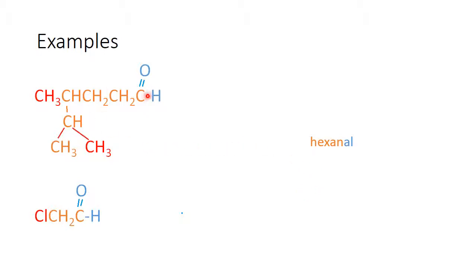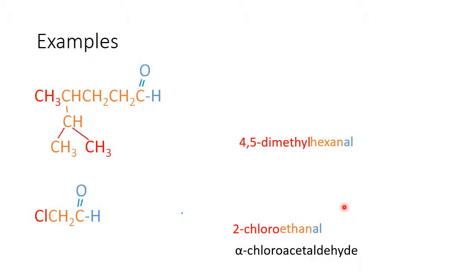Now we have 2 substituents on there. There are 2 methyl groups. We locate them by realizing that the aldehyde sets the numbering system. So the methyls are on the 4 and the 5 carbon, so we end up getting 4,5-dimethyl. If I look down at this functional group down here, we see that it has 2 carbons, so that is going to be ethanol. Now I see there's a chloro on the number 2 carbon, so it's 2-chloroethanol.